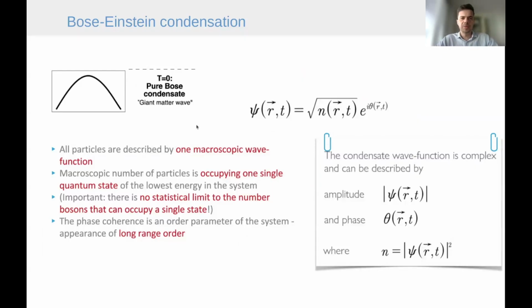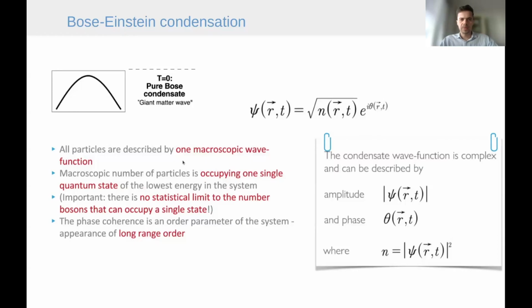Now, what about this giant matter wave? This giant matter wave, as I mentioned, corresponds to the ground state of the system. So we can describe it with a wave function. This wave function incorporates the density and the phase. And all the particles that are in this condensate are described exactly by the same macroscopic wave function. We call it macroscopic because this is a wave function that can actually be observed.